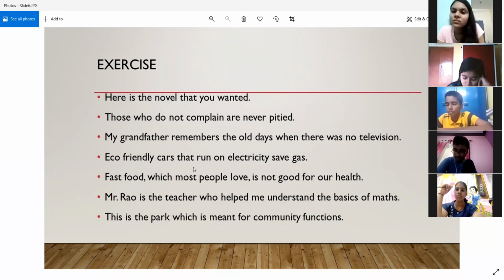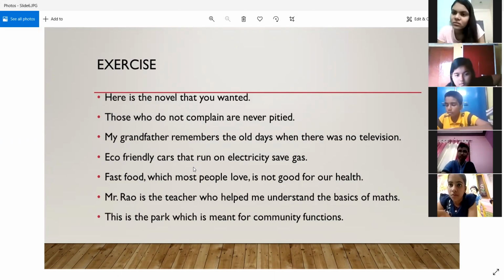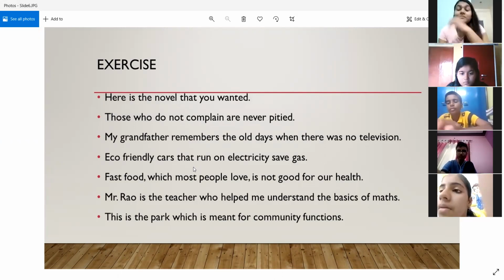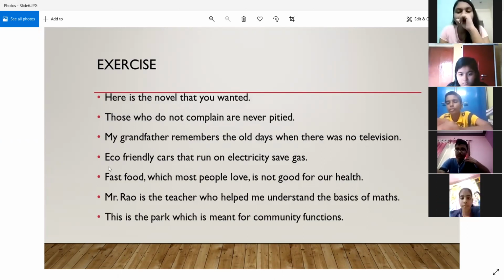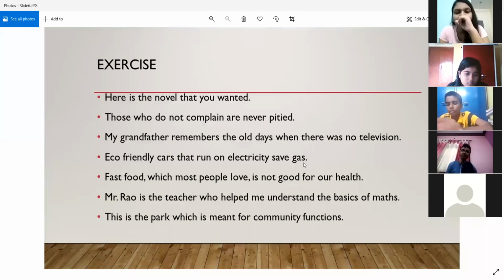Yes, because the cars that run on gas, the CNG cars, are also eco-friendly. They don't make a lot of pollution, right? But they run on gas. So which eco-friendly cars can save gas? Those cars that run on electricity, right? So over here, we are making the distinction. We are basically describing which eco-friendly cars save gas. So some extra information is being provided about those eco-friendly cars, right?